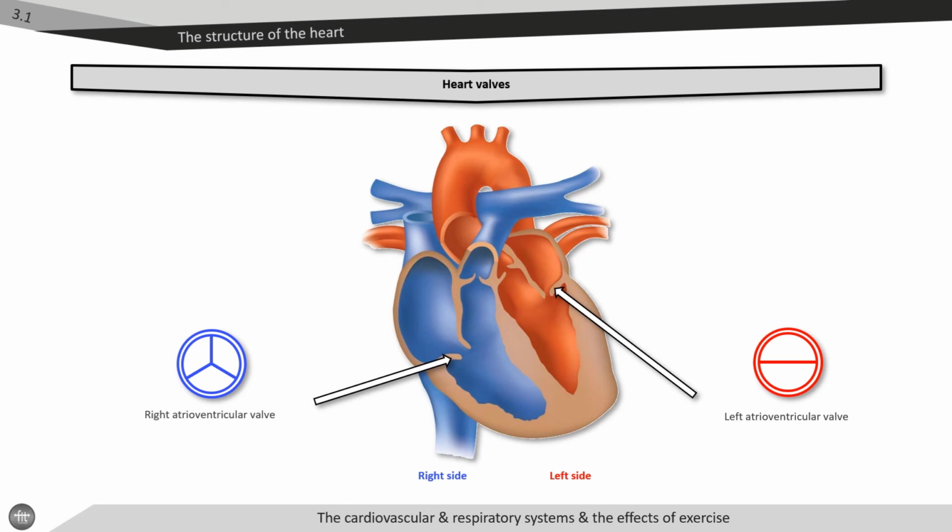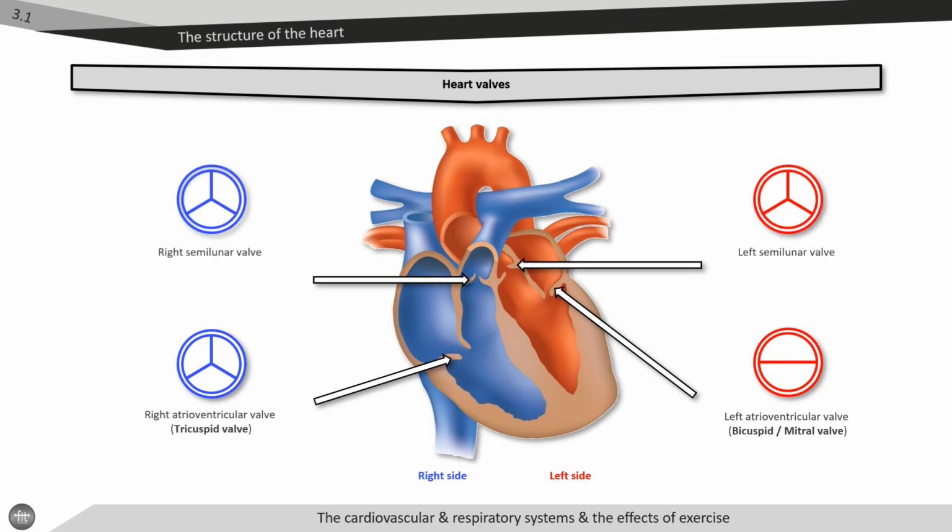These atrioventricular valves have separate names according to the number of cusps or flaps which they have. The right atrioventricular valve has 3 cusps and is known as the tricuspid valve. The left atrioventricular valve has only 2 cusps and is therefore known as the bicuspid, or often the mitral valve.